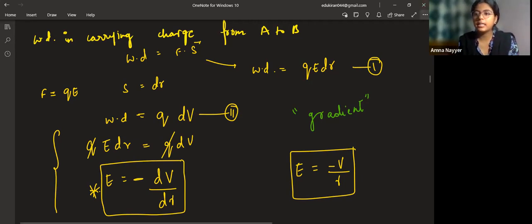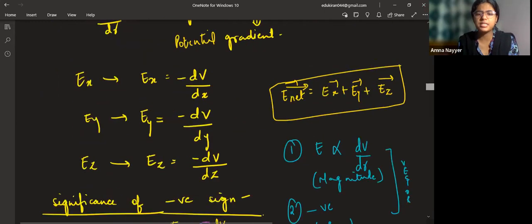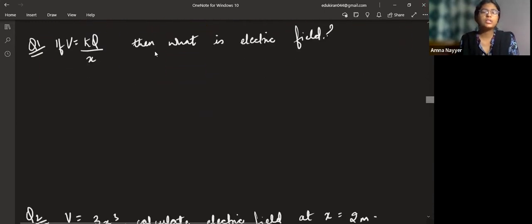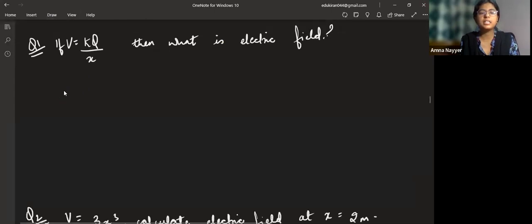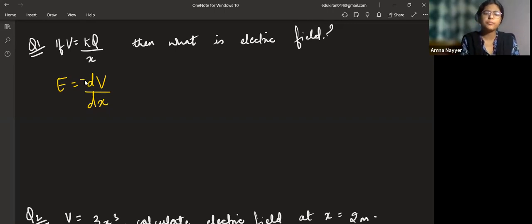But first, let us quickly revise with some questions. This question says that if V is equal to KQ by x, what is the electric field? The electric field's relation is what? Here you are given x, so we won't write dr, we'll write dx. So E is equal to minus dV over dx. This is the formula. Now, electric field.